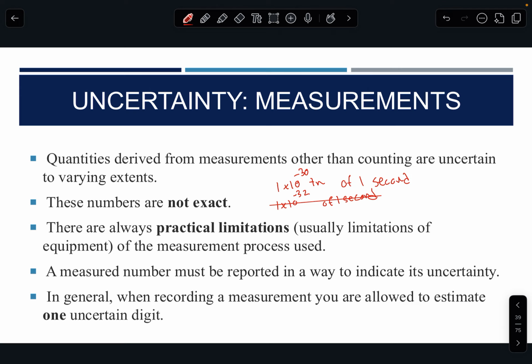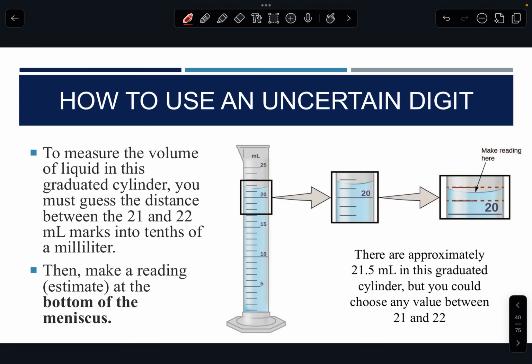That's just the way that numbers work because you can keep going. Even if you invented a piece of equipment that would have 1 to the negative 32nd accuracy of 1 second, you will never be able to do that for 1 to the negative 34th or 1 to the negative 35th. It's just going to keep going and going because it is just not going to be as accurate. There's just no way to get there. And so that's when we start using uncertainty measurements.